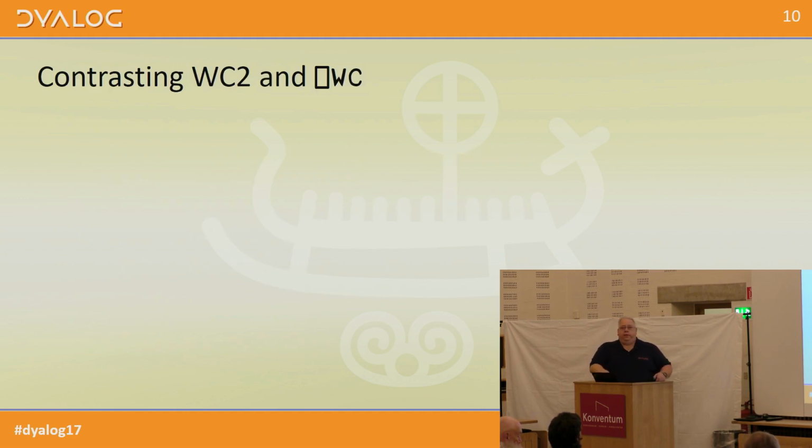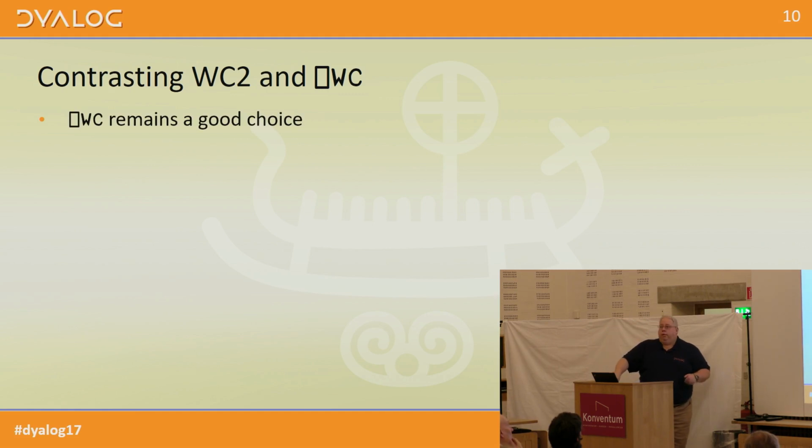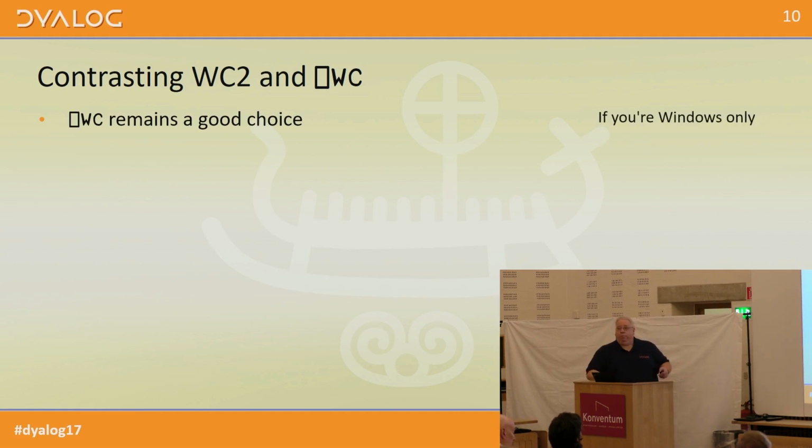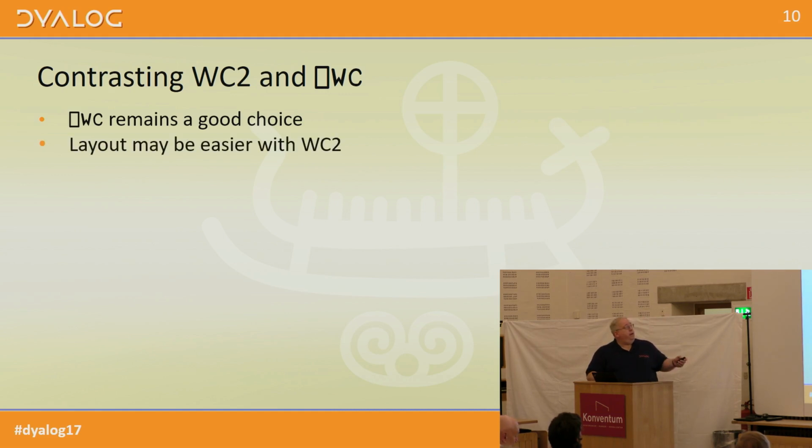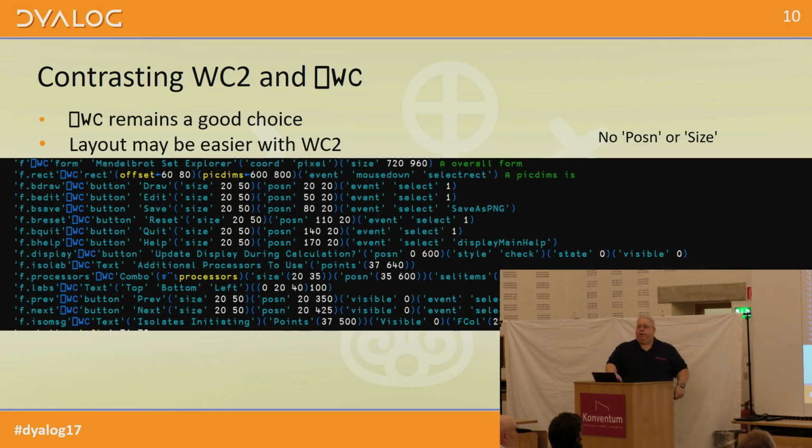So if I were going to contrast WC2 and Quad WC, Quad WC remains a good choice, okay, if you're Windows only. Layout may be easier with WC2. There's no position or size. While you can add position and size to WC2 elements, in general you don't have to. So here's my Mandelbrot set GUI initial setup code, and you'll notice that I've got a lot of size and position. This is using Quad WC. Actually, for every thing that I'm putting on my form, I need to tell it where it is and how big it is. And that level of detail goes away with WC2.